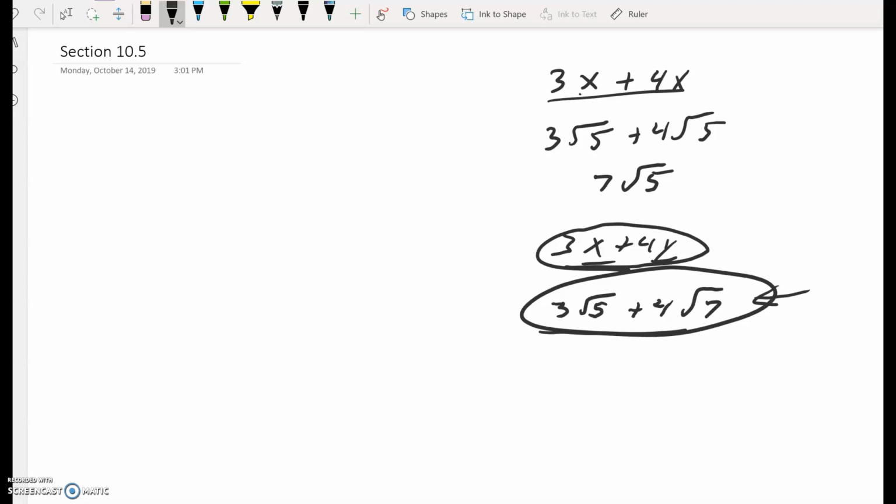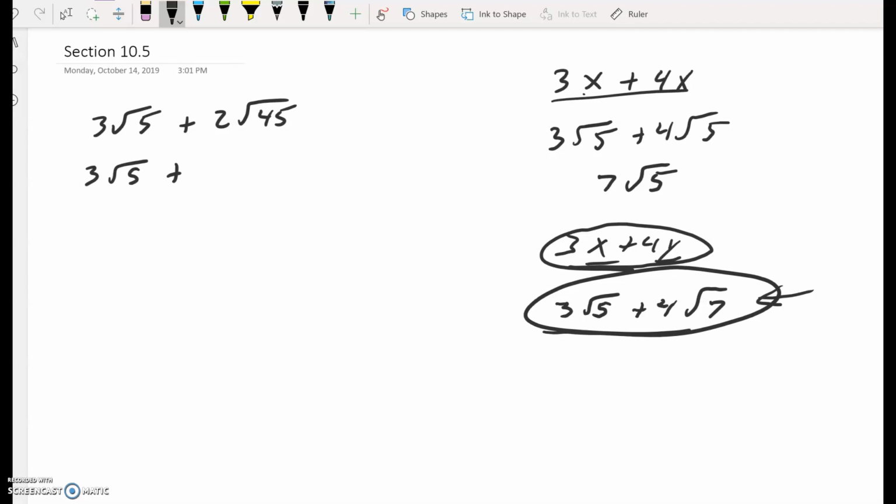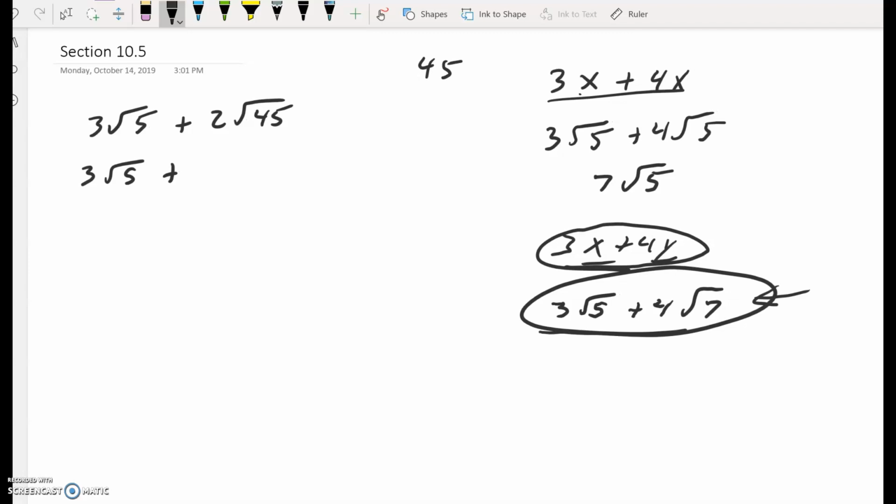This is done. However, if you have 3 times the square root of 5 plus, I don't know, 2 times the square root of 45, your first instinct is that the square root of 5 and the square root of 45 are different, and so there's nothing you can do. But the question is, do these ideas of simplifying that we've been studying in chapter 10 help? So let's try. How is 45 built? It's built out of 9 times 5, 3 times 3 times 5.